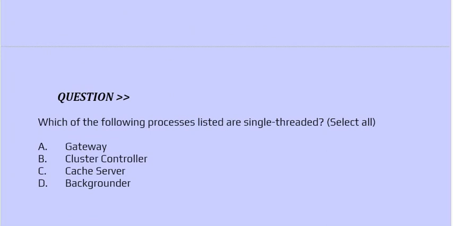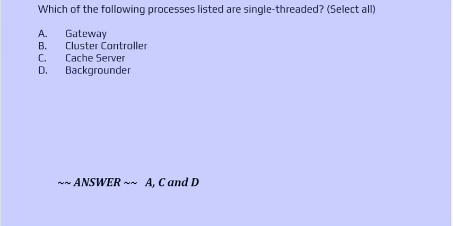Next question is which of the following processes listed are single-threaded? Select all. Option A. Gateway. Option B. Cluster Controller. Option C. Cache Server. Option D. Backgrounder. Correct answer is option A, C, and option D.